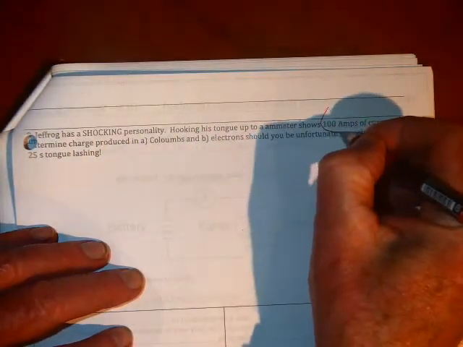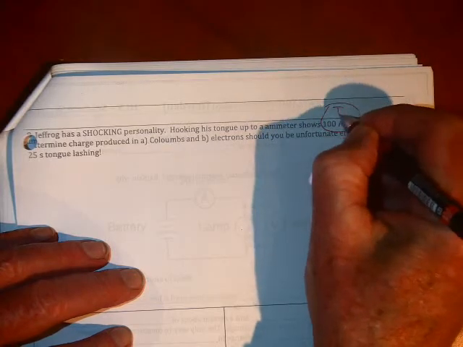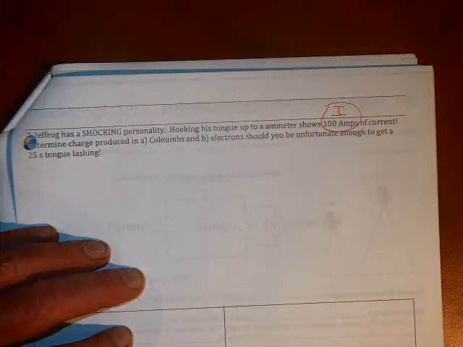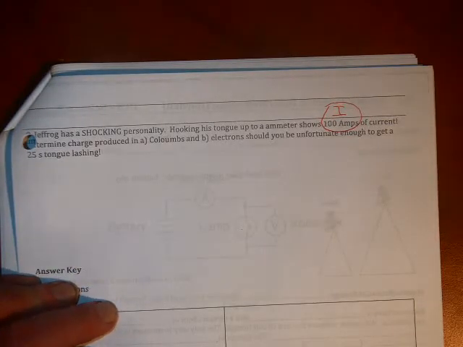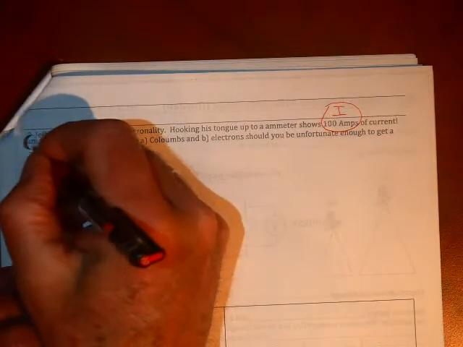Jeff Frog has a shocking personality. Oh, I get it. Hooking his tongue to an ammeter shows 100 amps. Whoa, dude, that's huge. That's current, man. Determine the charge produced in coulombs and electrons, should you be unfortunate to get a 25-second tongue lashing. So this is the time.